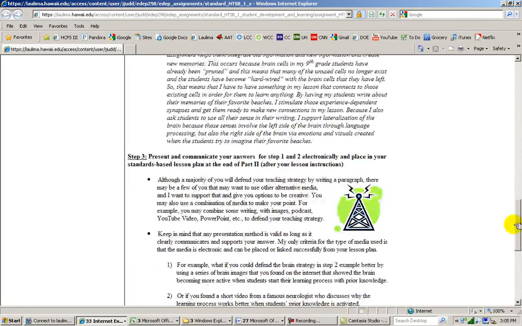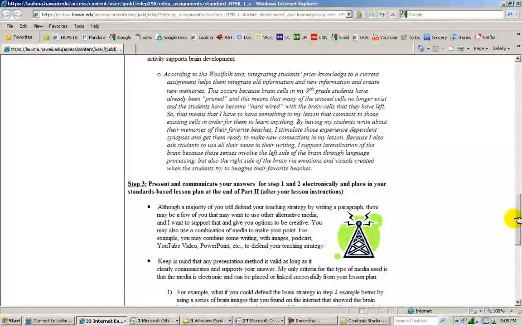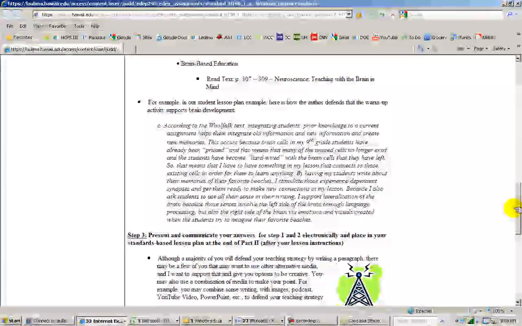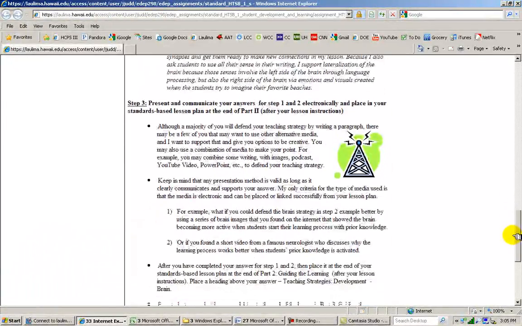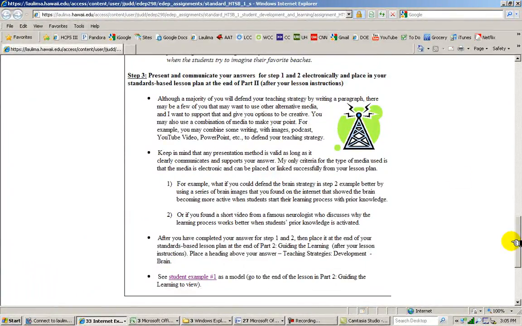So you want to stick to just 1 or 2 ideas and go in depth. If you give me a lot of reasons that aren't in depth, you will not reach the higher quality of the rubric in terms of depth of answer.